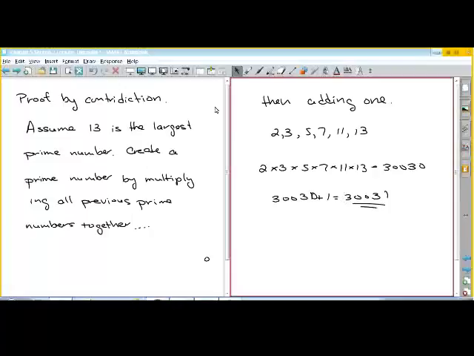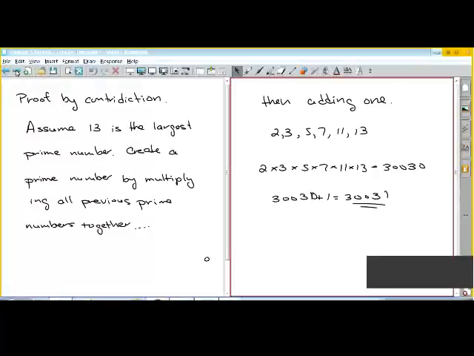So that's the way Euclid proved that you can always have larger prime numbers by taking any number that's a prime number and taking all the prime numbers less than that, multiplying together and adding 1, and that's going to give you a prime number. And you can do that no matter what the highest prime number you think there is. So there are an infinite number of prime numbers.